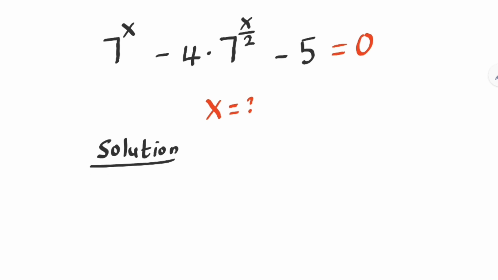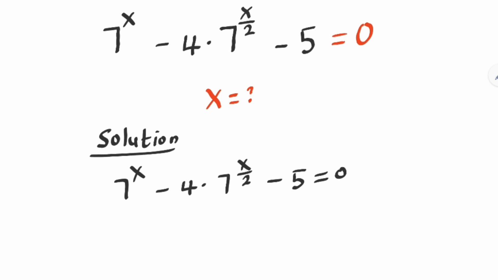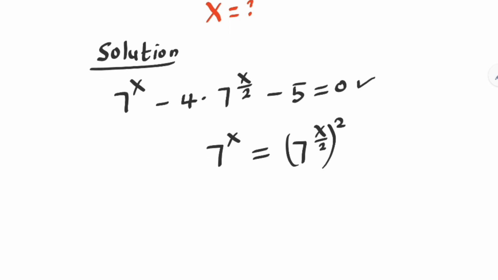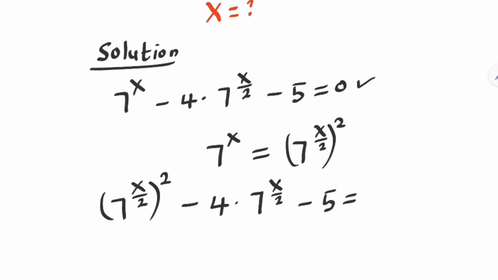We have the given equation 7 raised to power s minus 4 multiplied by 7 raised to power s over 2 minus 5 is equal to 0. Do you agree with me that 7 raised to power s is the same thing as 7 raised to power s over 2 all square? Then this can be written as 7 raised to power s over 2 all square minus 4 multiplied by 7 raised to power s over 2 minus 5 is equal to 0.